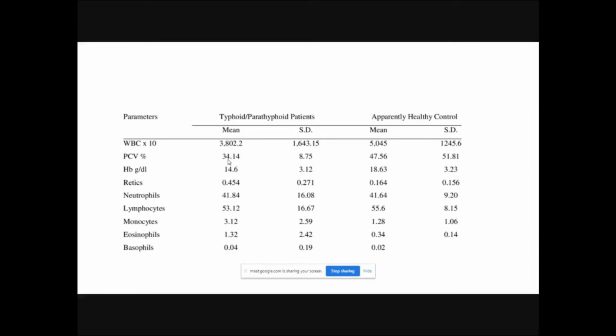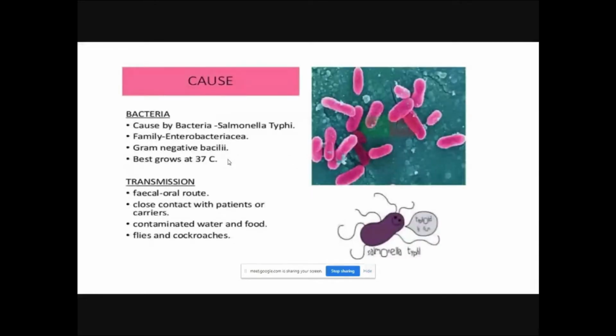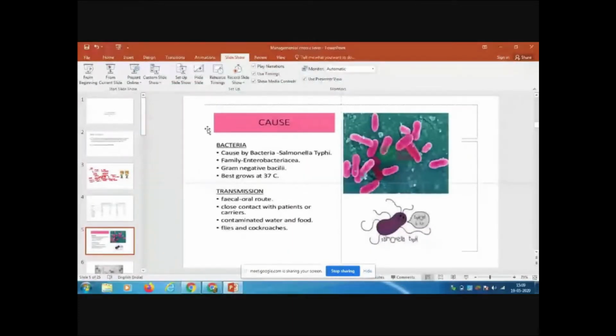So what is the cause of this typhoid fever? As you all know, typhoid is caused by Salmonella typhi, which is a gram-negative bacillus like E. coli, and the major route of transmission is the fecal-oral route. Either it could be contaminated water or food, or it could be due to flies and cockroaches. And carriers may also be responsible for transmitting the infection to the majority of the patients.